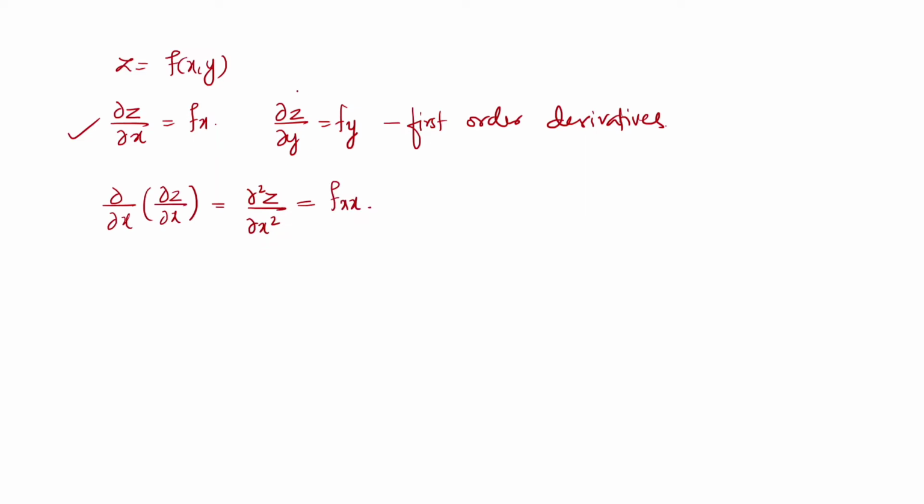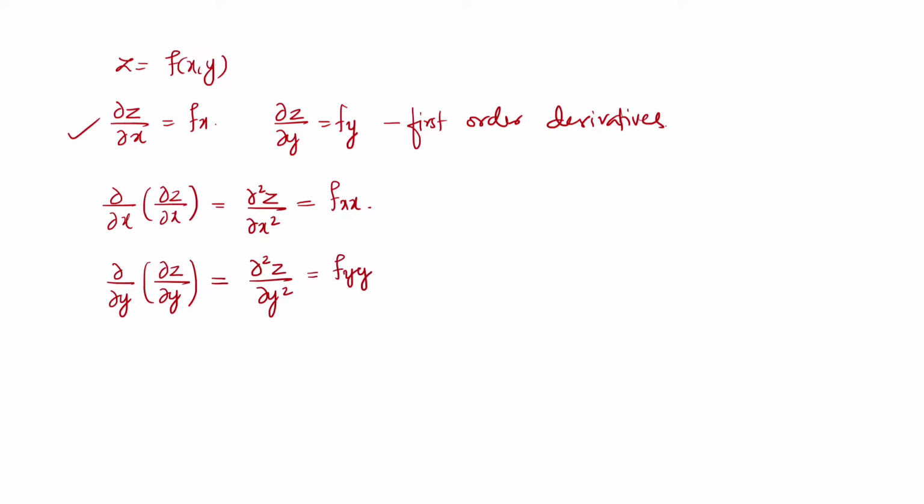Okay. Similarly, we can differentiate this dou z by dou y with respect to y again. That is dou by dou y of dou z by dou y. It is equal to dou square z by dou y square. This is the second order derivative of z with respect to y. So we'll write it as fyy. Okay, this is the second order derivative.